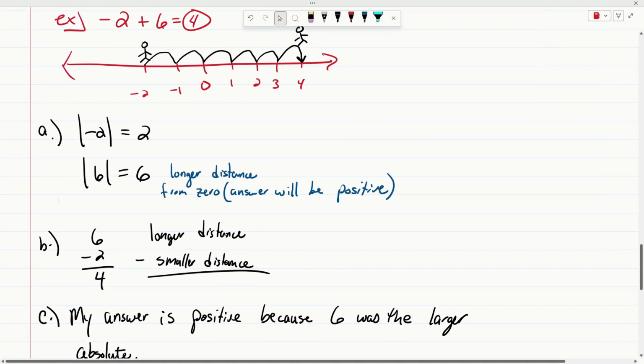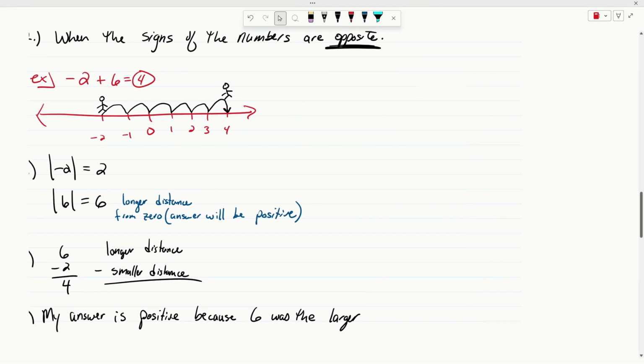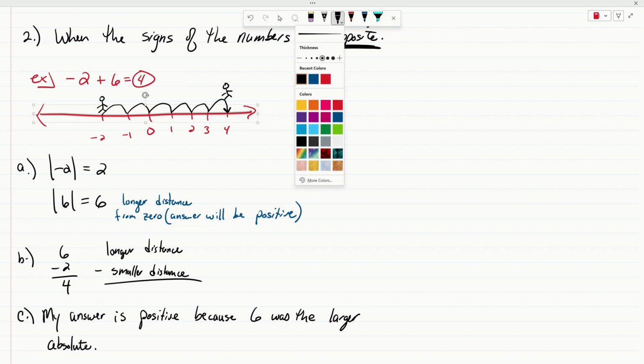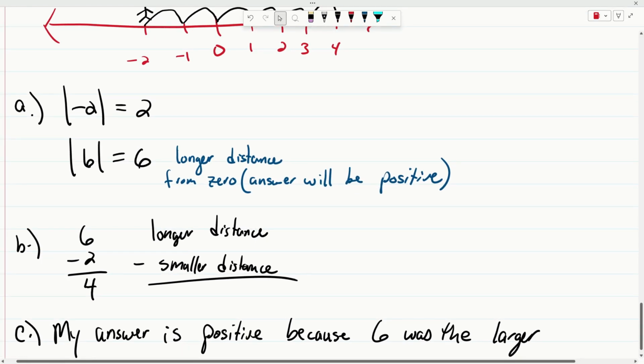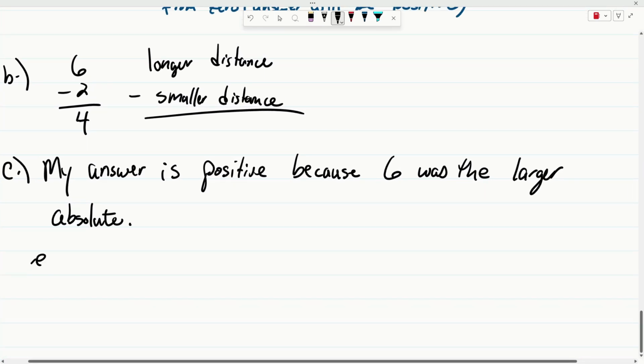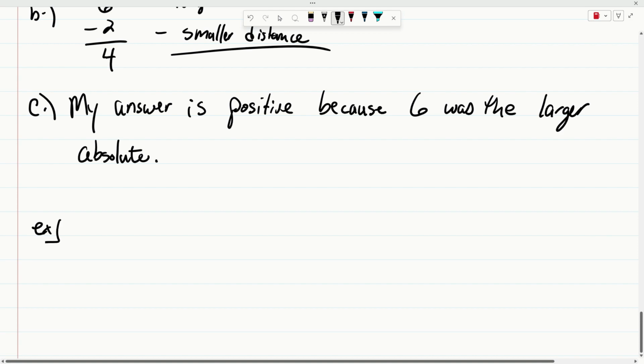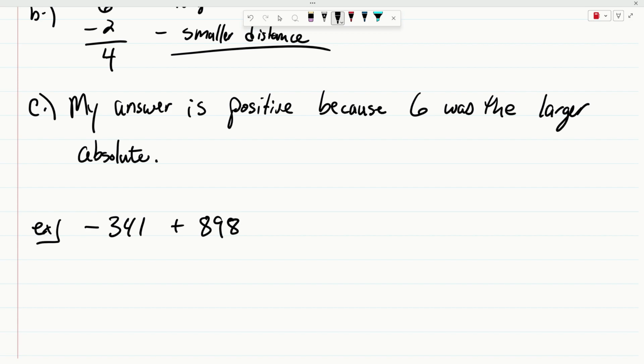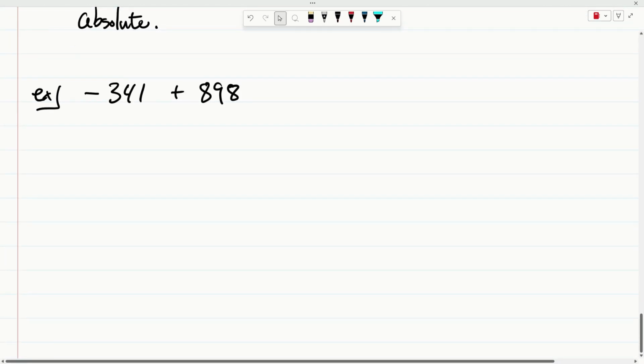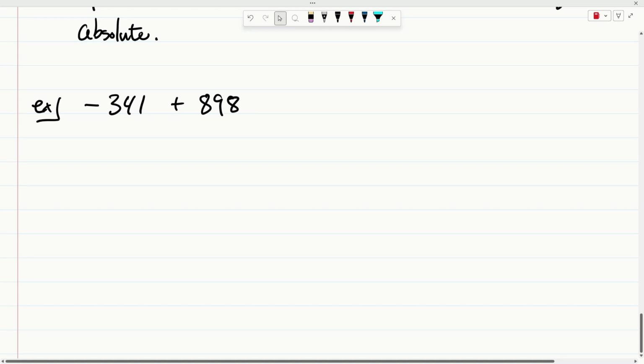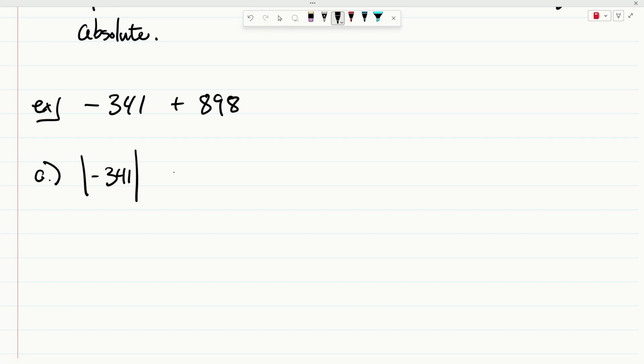So if I zoom out here real quick, just to get everything on one screen, this is what you were actually doing. You just did it so fast because negative 2 plus 6, you can do that in your head real quickly. But this method is really nice when you have something like, oops, sorry, negative 341 plus 898. All right. So for this problem right here, a number line is just not good. So let's go ahead and do this real fast. First, we're going to find the absolute value of each.